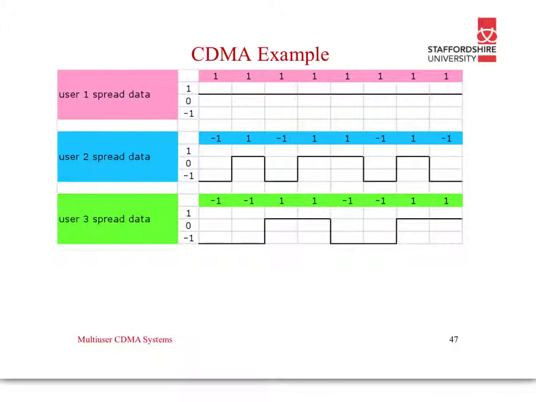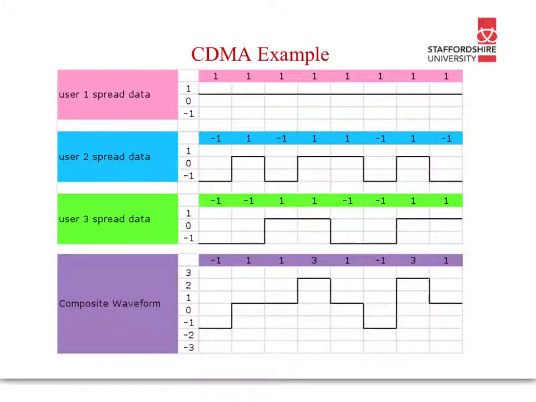So the composite waveform is the addition of these three at the different instances in time. So it will be the addition of these 3 bits, then the addition of these 3 bits, and the addition of the following 3 bits. So we have 1 minus 1, which is 0, minus 1, which gives us -1. That's for the first bit.